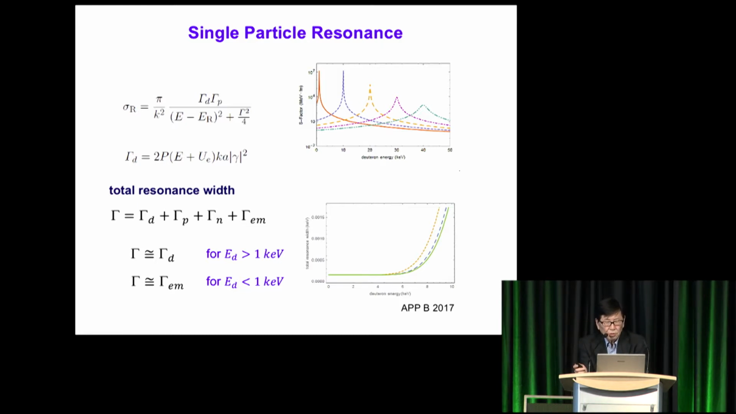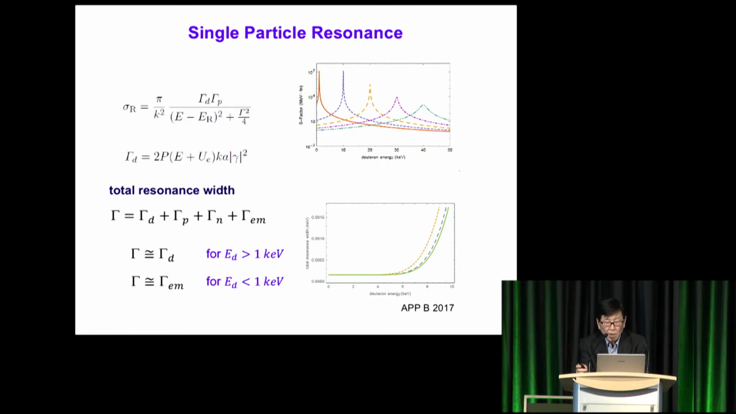The resonance cross-section is described by the given equations. The resonance curves, that is, astronomical S-factors for different resonance energies, are shown in the upper figure. For lower energies, the resonance width and the resonance height increase. Both depend on screening energy.